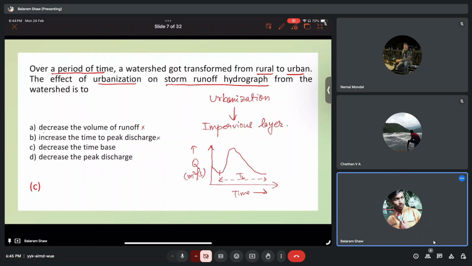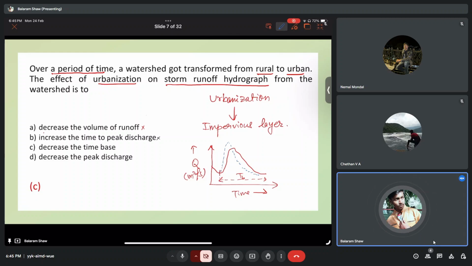If it happens that it has urbanization, then how will this hydrograph look? It will look something like this. I'll change the color. Something like this, right? So you see the time to peak discharge has reduced.